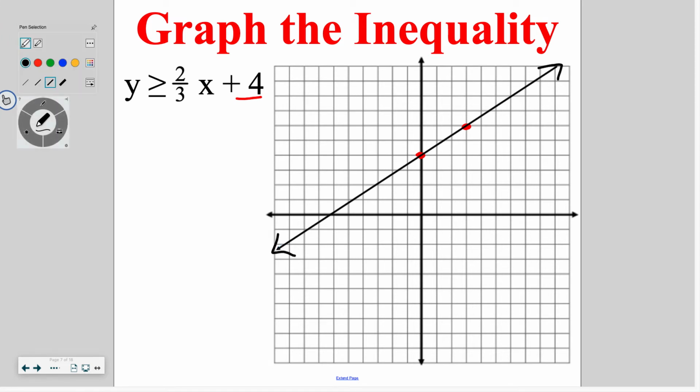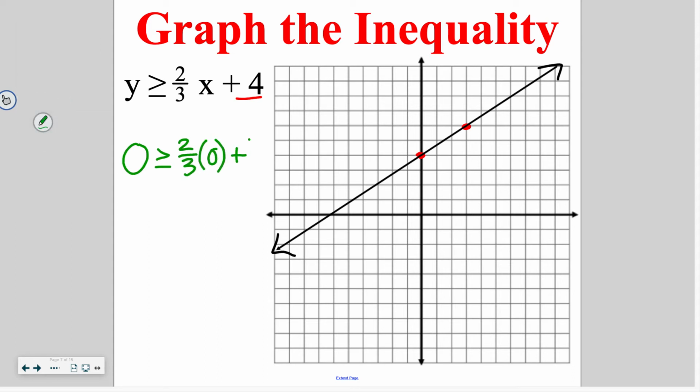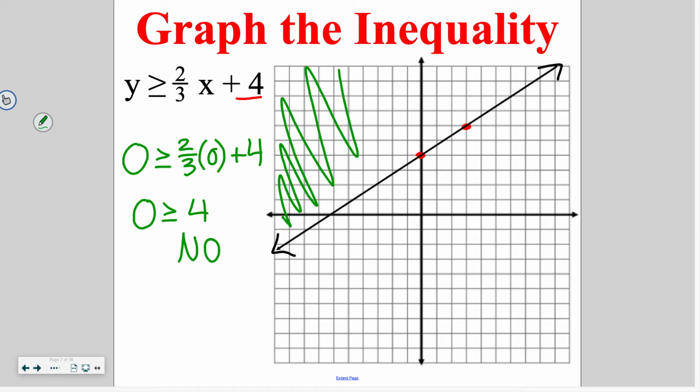Now we need to test a point. Again, I'm going to choose 0, 0. So I'm going to say 0 is greater than negative 2/3 times 0 plus 4. Negative 2/3 times 0 is 0, plus 4 is 4. So 0 is greater than or equal to 4. That is not true, so we cannot shade the side below. So we are shading above that line. Again, like I said on the last slide, if y is on the left and we've got greater than, we shade above where that boundary line was drawn.